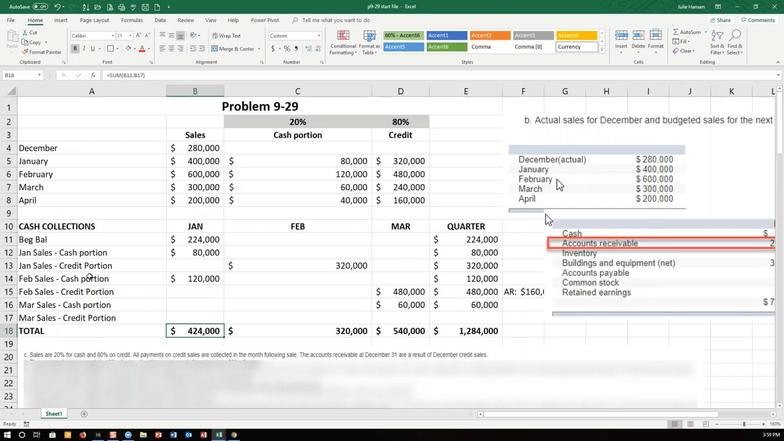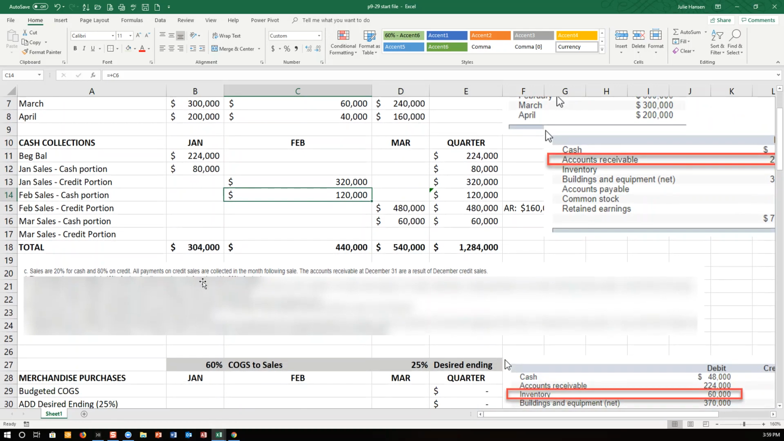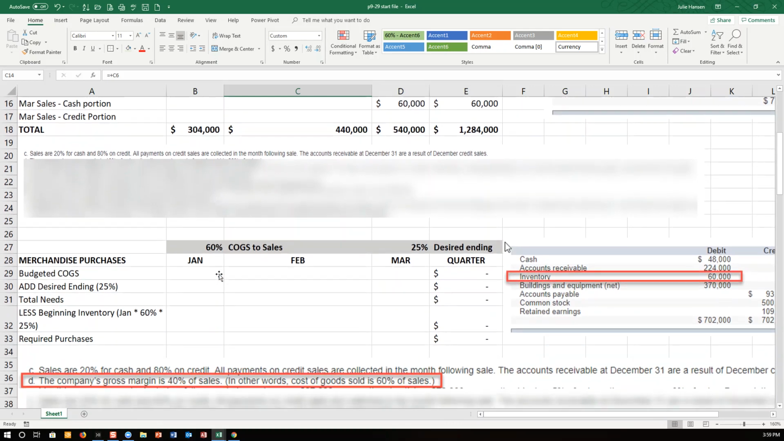So let me just make sure that everything is right. This is not right, because look at this, February should be over here. Yep, and there you go. So if you caught my little error, then you know that you're on the right track. Okay, so those are our total cash collections. All right, let's move on to the purchases.